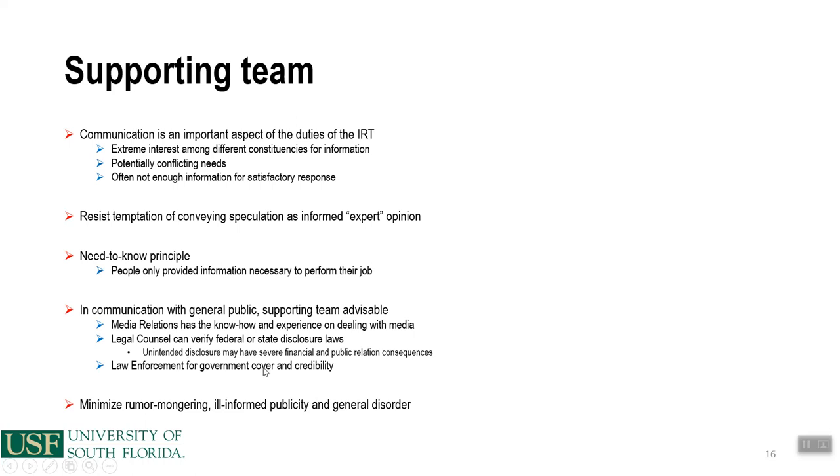When communicating with the media, the supporting team is advisable. Media relations has the know-how and expertise on how to deal with the media. Legal counsel can verify federal or state disclosure laws, and law enforcement provides government cover and credibility. Where this becomes important is that certain industries have to have some sort of disclosure policy in place. In case they get breached, how do they disseminate that information to key stakeholders? How do they relay that to the media, legal counsel, law enforcement, and so on? And the IRT should really minimize rumor mongering, because that could significantly harm the way that an organization is viewed.